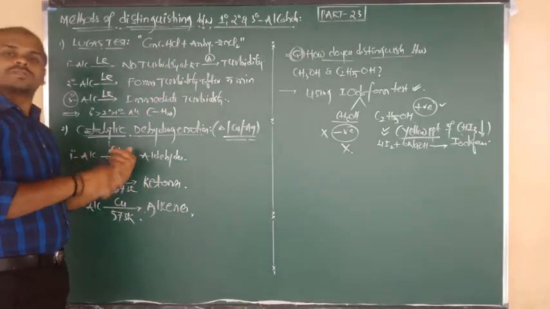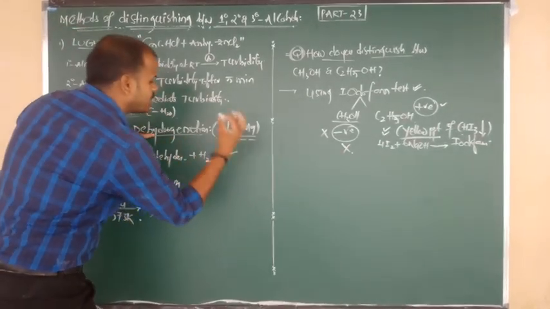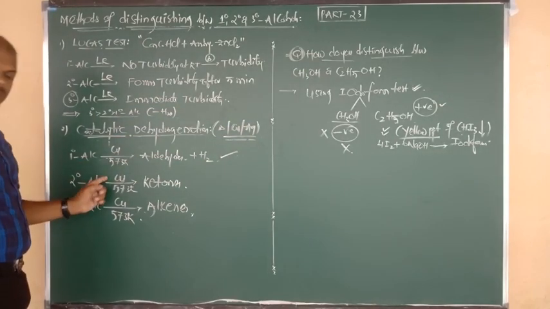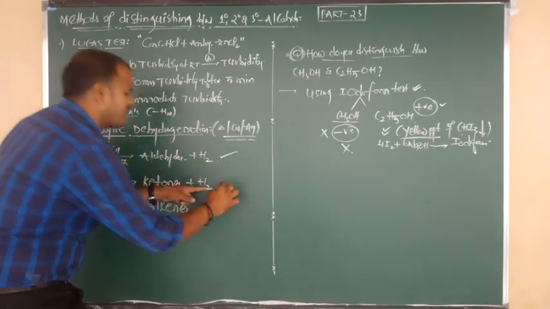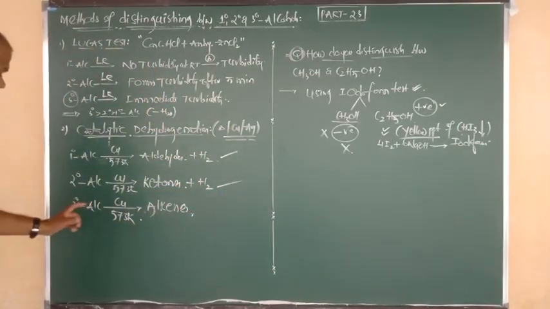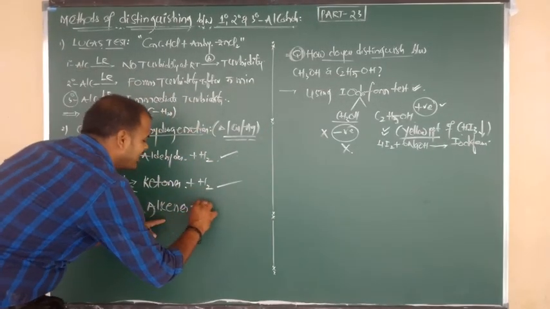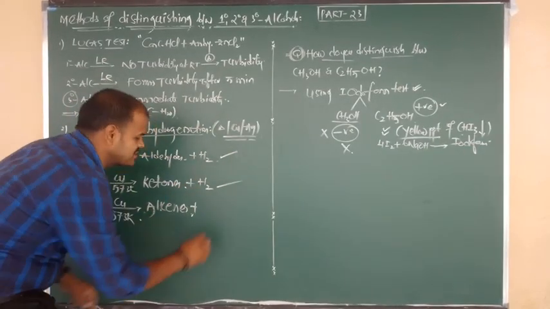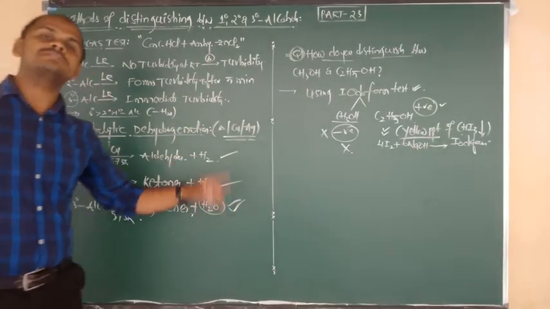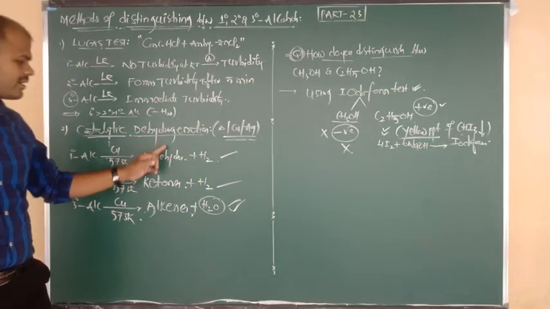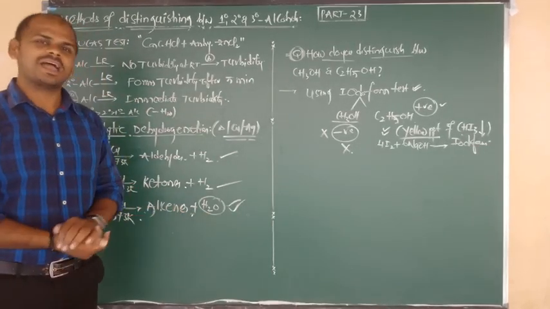Primary alcohols, by passing over the copper, are reduced to aldehydes by the loss of H2 gas. This is called dehydrogenation. Secondary alcohols, by passing over the copper, give ketones, again by the loss of hydrogen. Loss of hydrogen is called dehydrogenation. Tertiary alcohols, upon passing over the copper, change into alkene, but here the leaving product is a water molecule. Means tertiary alcohols undergo dehydration, and primary and secondary alcohols undergo dehydrogenation. I hope you understand.